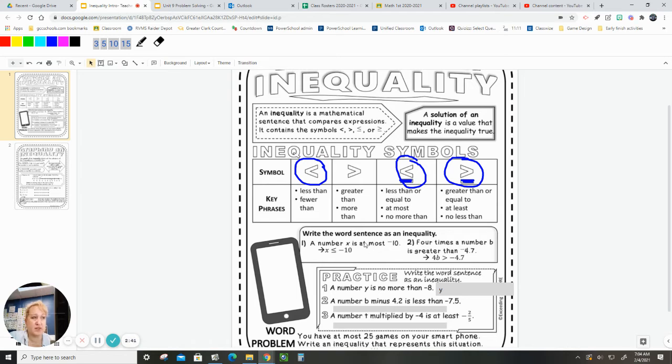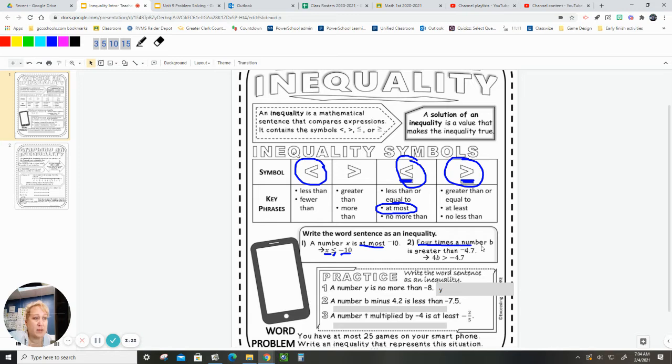So now we're going to practice writing the word sentences as inequalities. Number one, a number x is at most negative 10. I'm going to look up here for at most. Well, here it is, so I'm going to use that symbol. In this number sentence, I just filled in what it said: x is at most, and I looked for my keywords, at most, and used the appropriate symbol, which is less than or equal to negative 10.